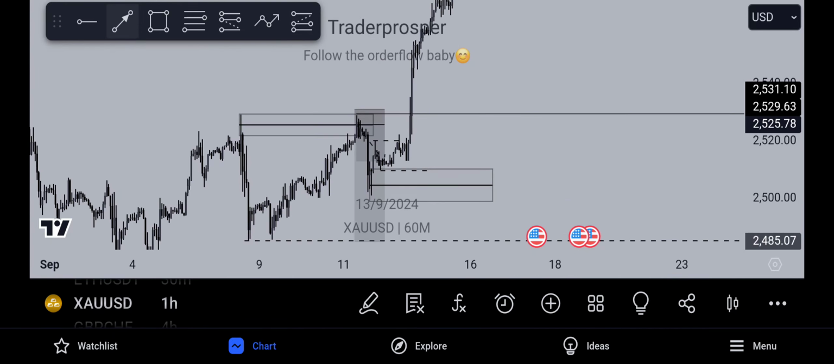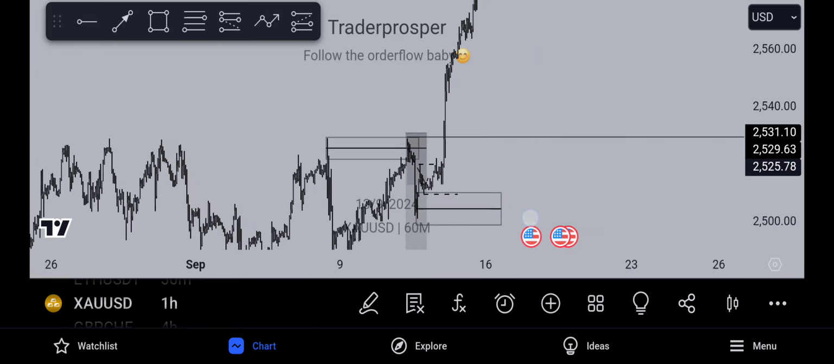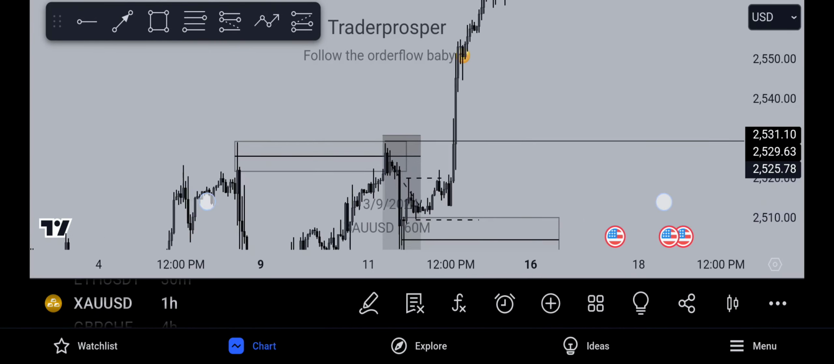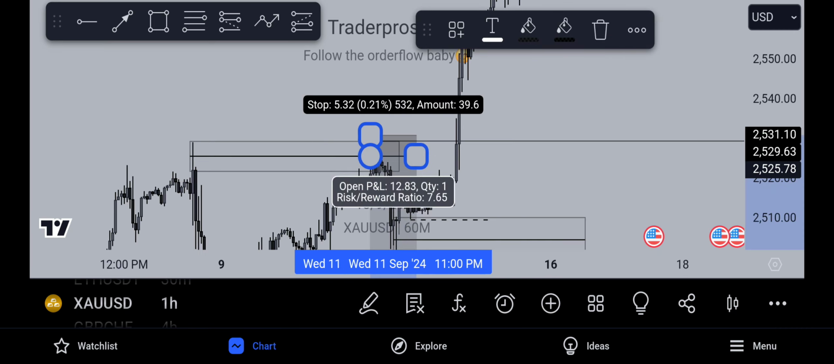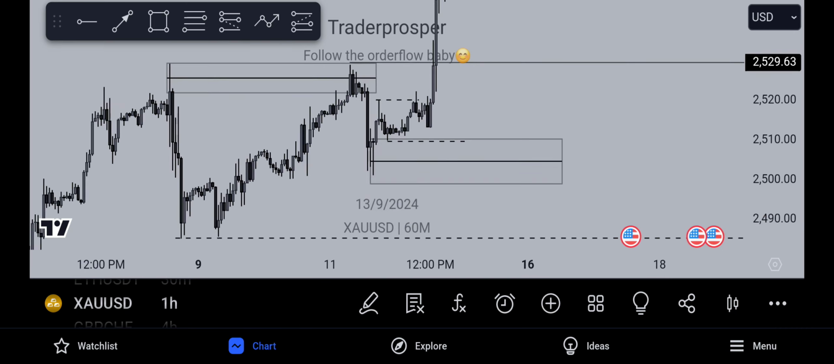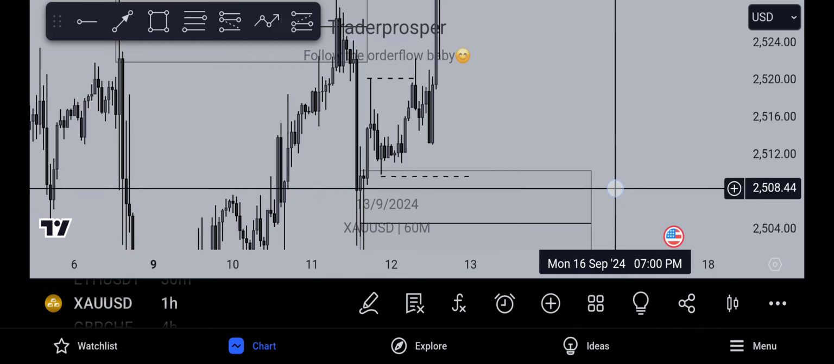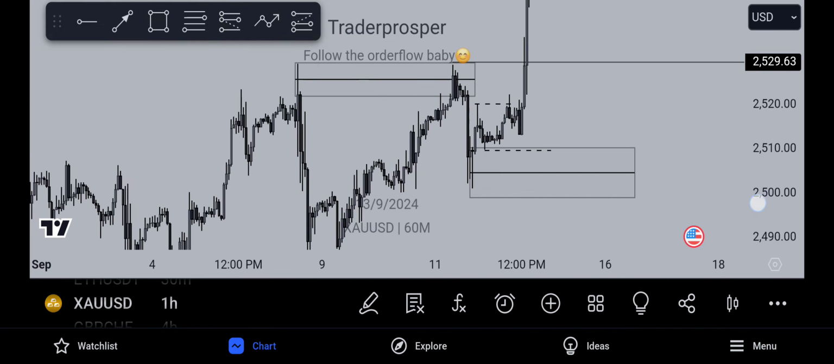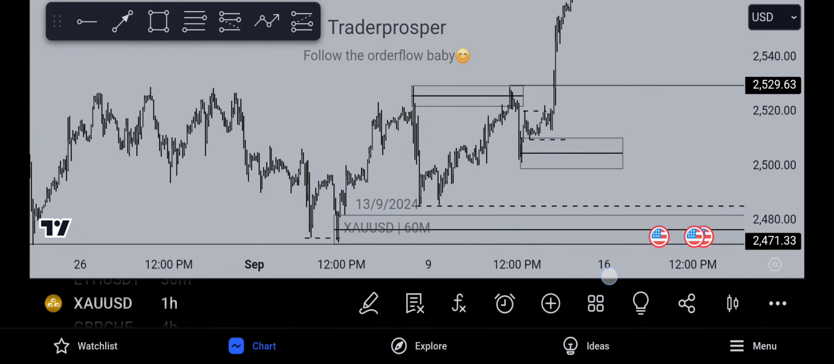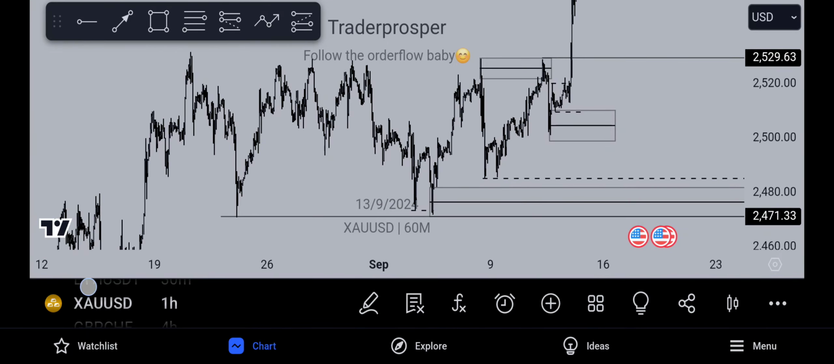So this was what I was waiting for, but then lo and behold, gold just mitigated something else. Let me take out this guy quickly. But then gold mitigated something else inside here, this candle, and then bought and left us. So that was what we had on gold.